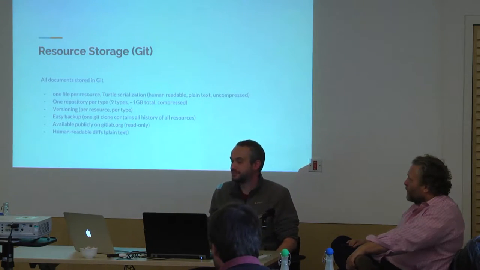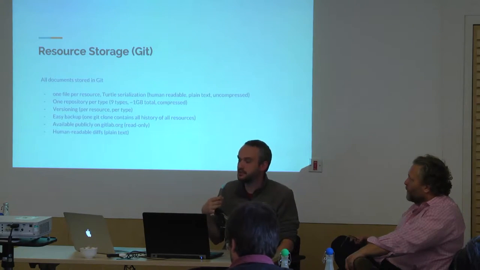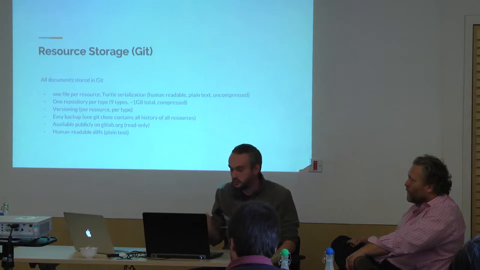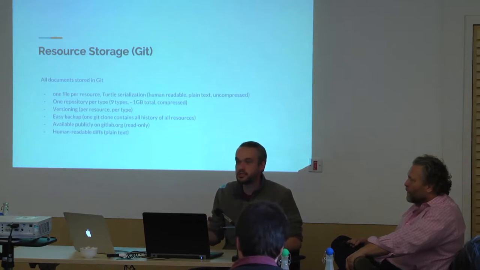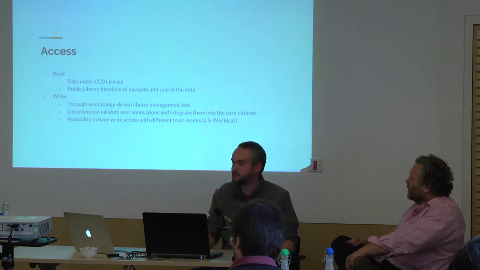And one aspect which is interesting also with Git is the human readable diffs. So if you want to see what changed between, like, 2 days or 1 month, etc., you can see that very easily, because the Turtle format is very human readable. And so when you ask Git to show you a diff of all the files, you can see very easily that, okay, this property changed, this name was added, etc. So it's quite convenient to see what's going on.